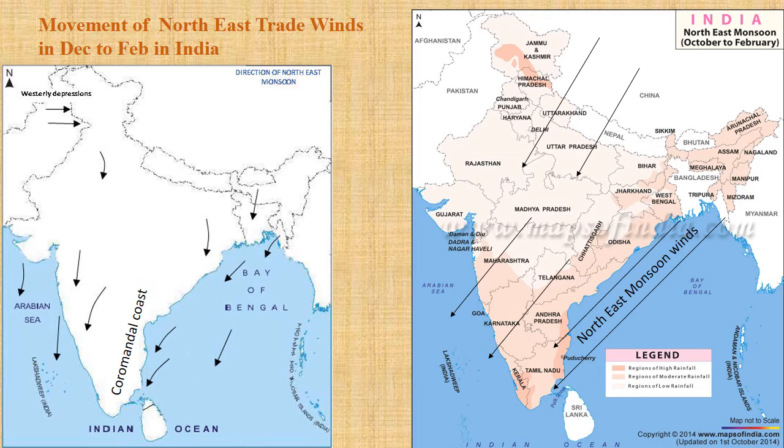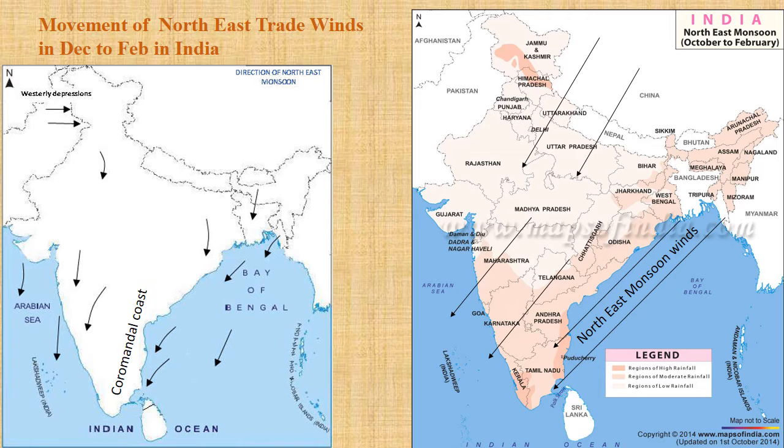Whereas, go to the southern part, the Coromandel coast of Tamil Nadu. The northeast monsoon winds give rainfall to the Coromandel coast, but the months are different. Here, the months are October, November, December, January. So the winds seen in this map do give rainfall in the winter season to two different parts of the country, but the months are different.